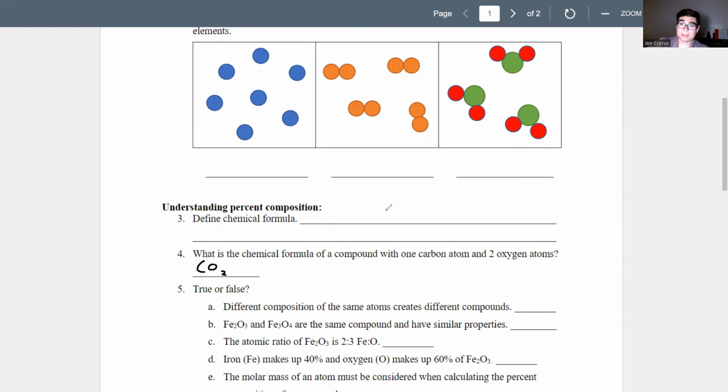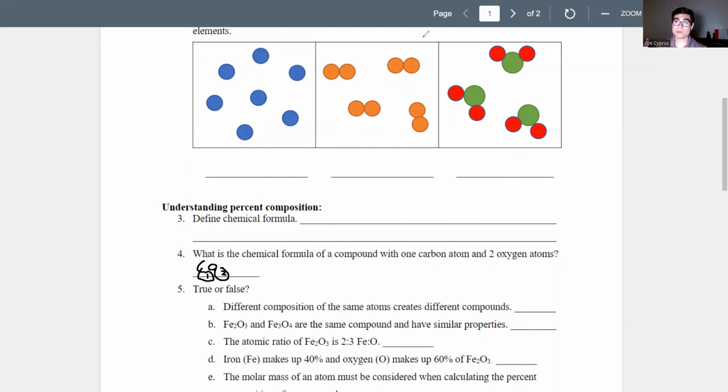Where does this come from? There's kind of a one here that we don't draw in. If it's one, you don't put it in. You can draw it in if it helps you with reaction problems, but we don't draw the ones in. So CO2: there's one carbon atom and two oxygen atoms. These subscripts go right next to whatever they're describing, the two oxygens or the one carbon.